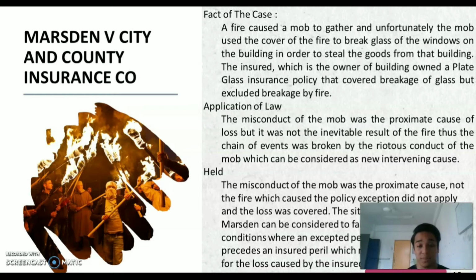to the insurer. The situation in this case of Marsden can be considered to fall under the second condition that I had mentioned before, where an excepted peril is involved and it happened before an insured peril, which makes the insurer liable for the loss caused by the insured peril, but not for the excepted peril.